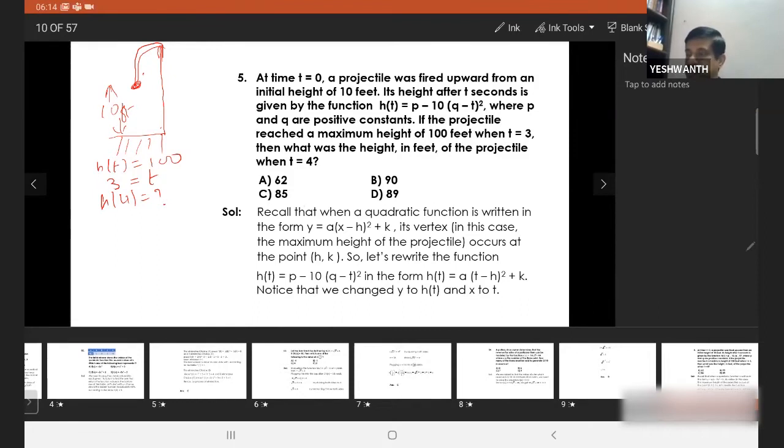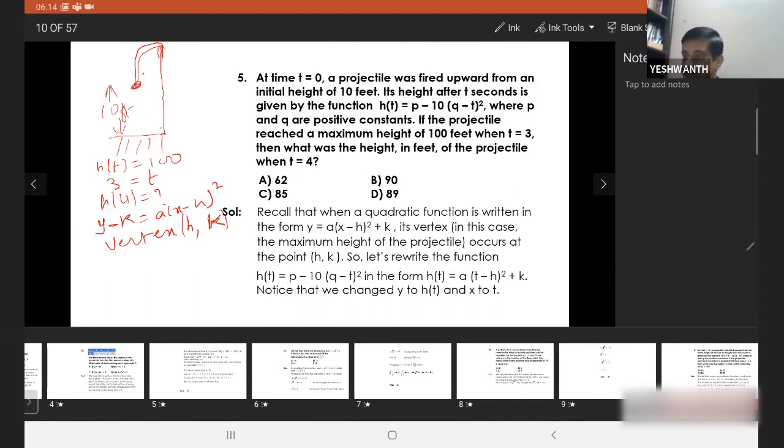Recall that a quadratic function can be written in the form y minus k equal to a into (x minus h) whole square. This is a parabolic equation, children, right? If you equate y minus k to 0, you get y equal to k, and x minus h equal to 0 gives x equal to h. So (h, k) is the vertex.